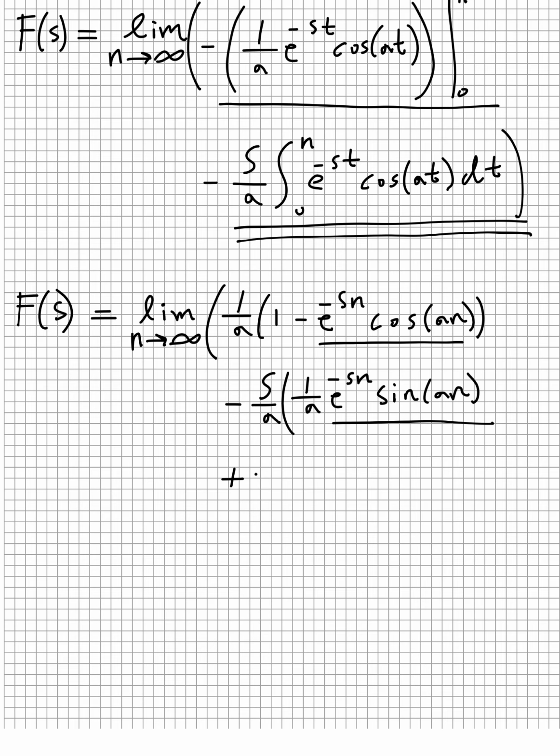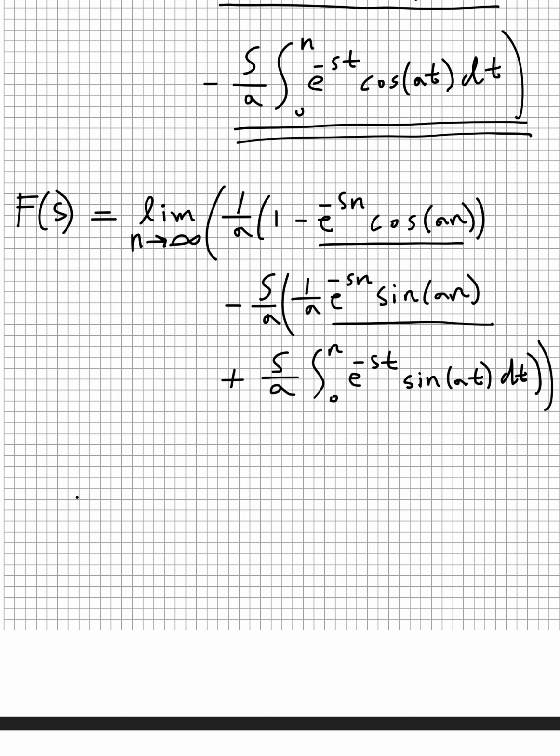plus s over a times the integral from 0 to n, e to the minus s times t sine of at dt, close, close. Okay? That's what you should obtain. And afterwards, you can simplify.